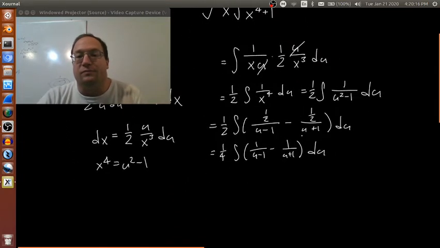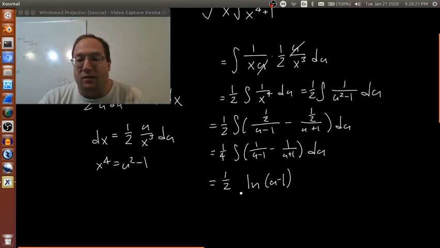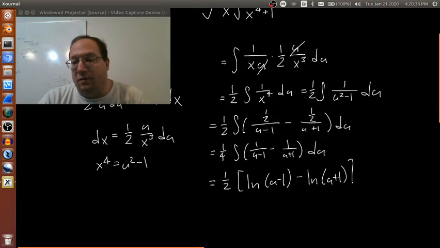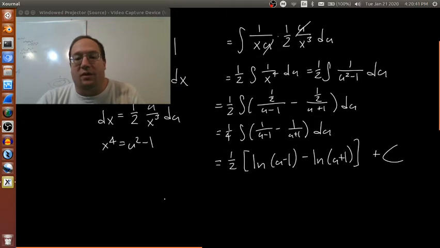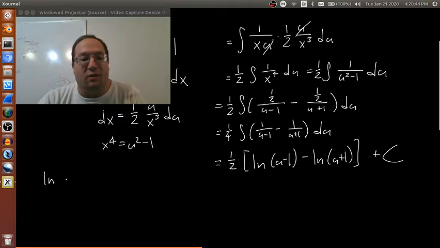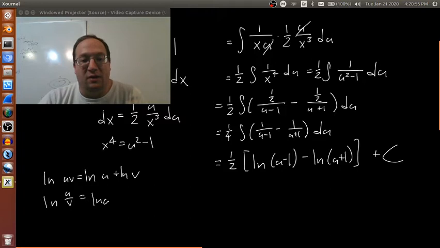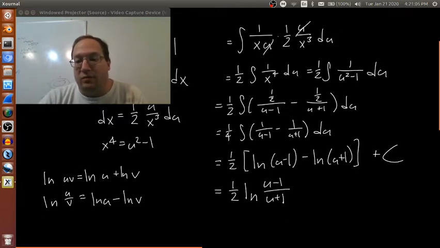And we can do that as a pair of logarithms. I'm just going to do the logarithm of u minus 1. I guess we could make that a square bracket just for nesting purposes. I'm not going to use the absolute values here. Of course, we have a plus c. And for the difference of logarithms, we have the general properties of logarithms. The logarithm of uv is the sum of the logs, and the logarithm of u over v is the difference of the logs. So we can combine this together, and we're going to get the logarithm of u minus 1 over u plus 1.